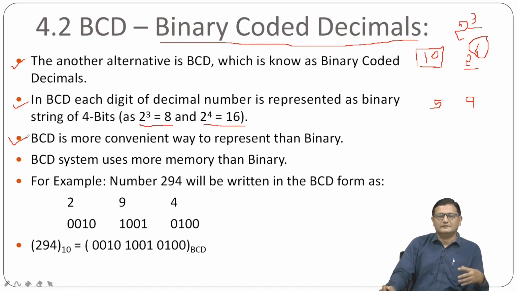BCD is a more convenient way to represent a number compared to binary. BCD uses more memory, obviously. How? We are just coming to this point. For example, a decimal number is given to you, that is 294.